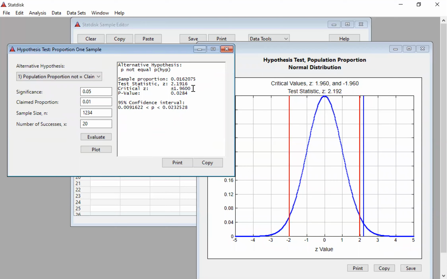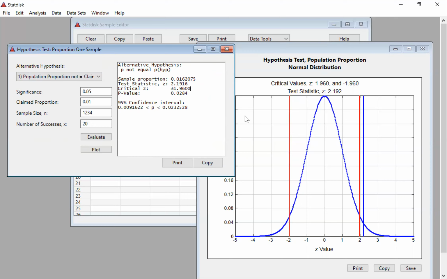It gives us our critical value or values. It's a two-tailed test, so there's two of them. And then it gives us our p-value. And in hypothesis testing, we're going to use the p-value to make the decision. We're not going to do the confidence interval approach.